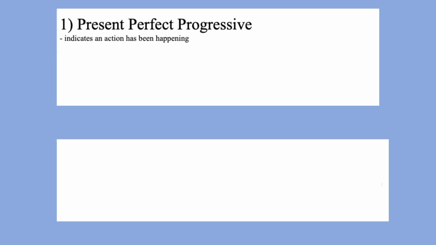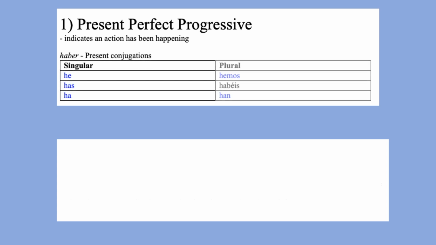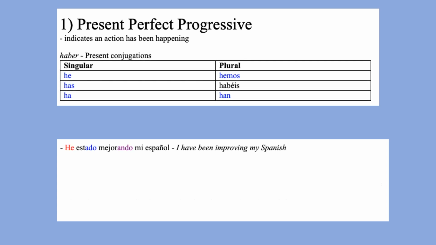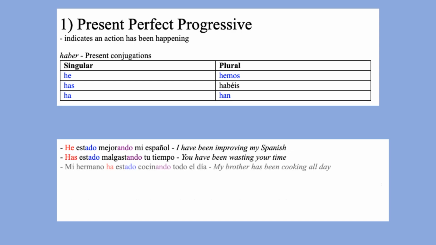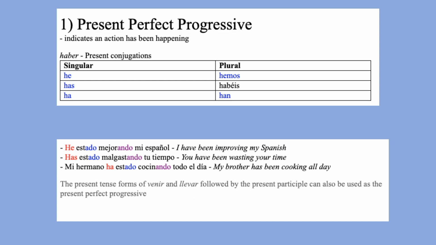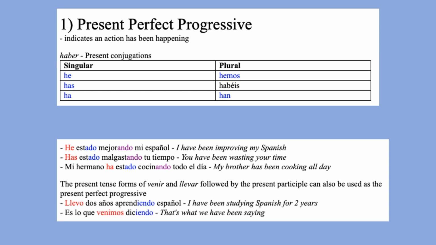The present perfect progressive indicates an action has been happening. He estado mejorando mi español. Has estado malgastando tu tiempo. Mi hermano ha estado cocinando todo el día. And as a substitute for the present perfect progressive, you can use the present tense forms of venir and llevar, followed by the present participle. Llevo 2 años aprendiendo español. Es lo que venimos diciendo.